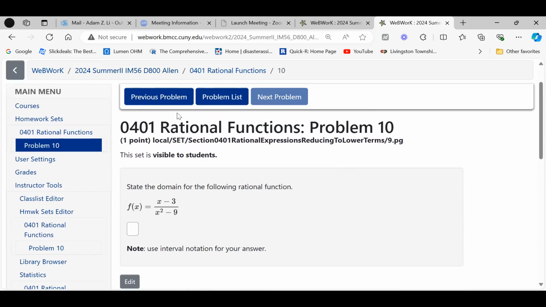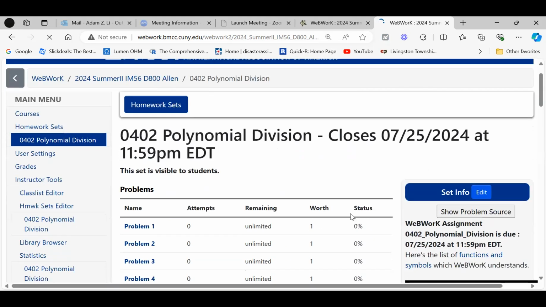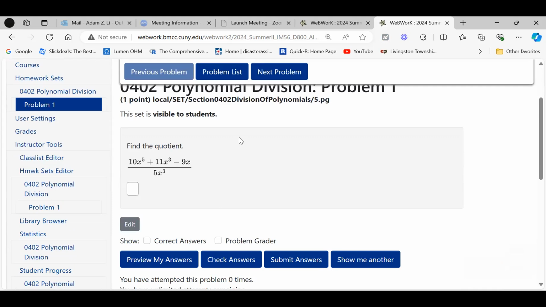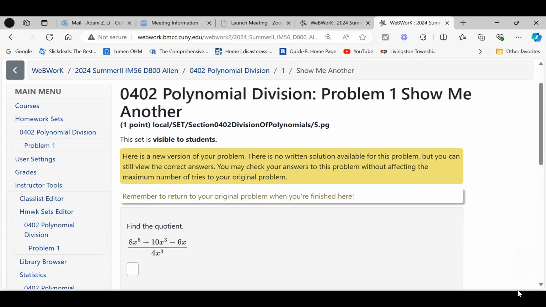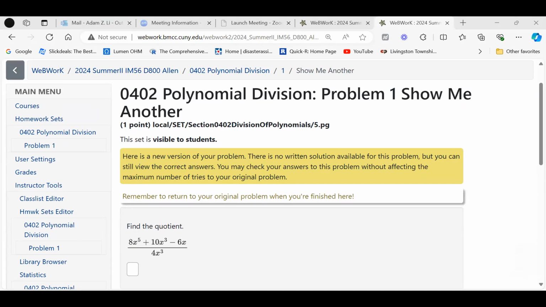Okay, now we're going to move on to the next section, section 4.2. We're going to talk about the division of polynomials. Let's go to homework set 4.2. Polynomial division, right? We try to divide the polynomials here. First of all, let's start with the simple ones, like this one. I'm going to use show me another screen. So let's copy the question and let me share the screen.